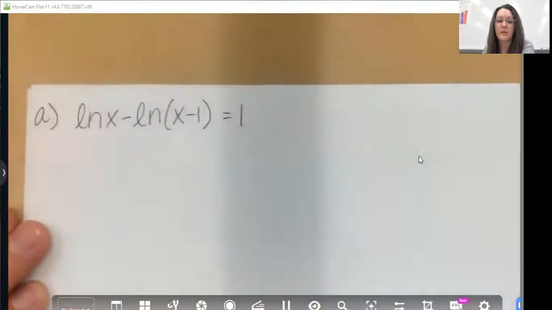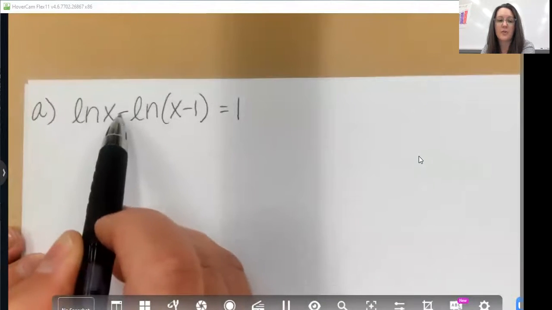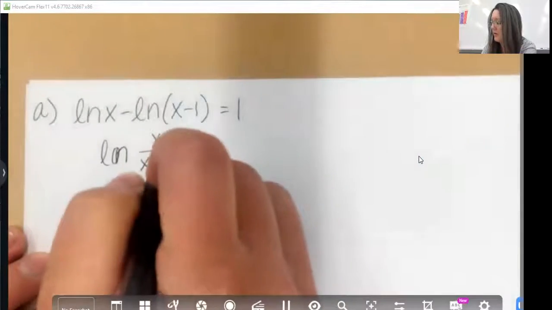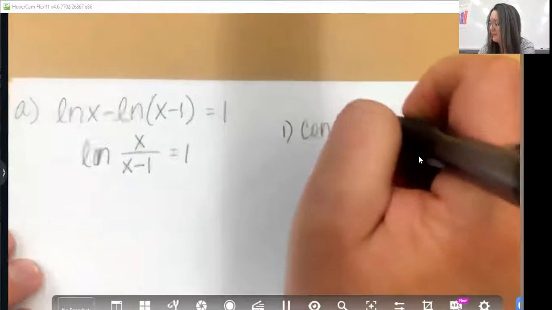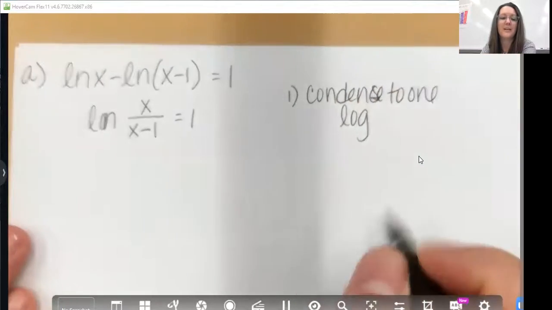A says natural log of x minus natural log of x minus 1 equals 1. All right, so our goal is to isolate our log, but we first have to combine these. When we're subtracting, we know that we're dividing. So I can write it as a single log by dividing, and that equals 1. So our first step is to condense to 1 log.